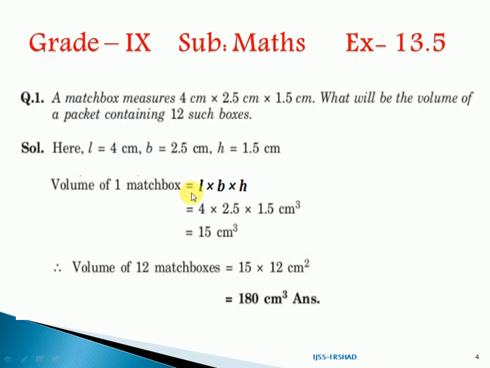So the volume of one box is equal to length into breadth into height, and then just put in the values of length, breadth and height given here. When you multiply, you will get 15 centimeter cube. You have to keep in mind the unit of volume. This is the unit of volume, unit cube: whatever the unit is, meter or centimeter, you have to mention cube there. Therefore the volume of 12 matchboxes is equal to the volume of 1 multiplied by 12, meaning 15 into 12, which gives you 180 centimeter cube.